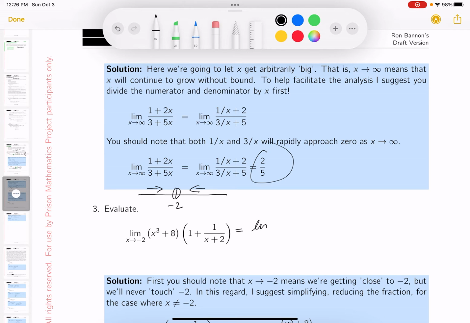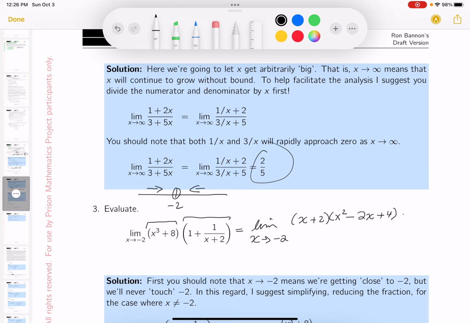I don't think so. Let me write this down. Limit as x goes to minus 2. I'm going to factor x cubed plus 8. And that's something I've known from the past. That's going to be x plus 2 times x squared minus 2x plus 4, right? I just did this guy here. And now I'm going to do this one here. So how would you do that?